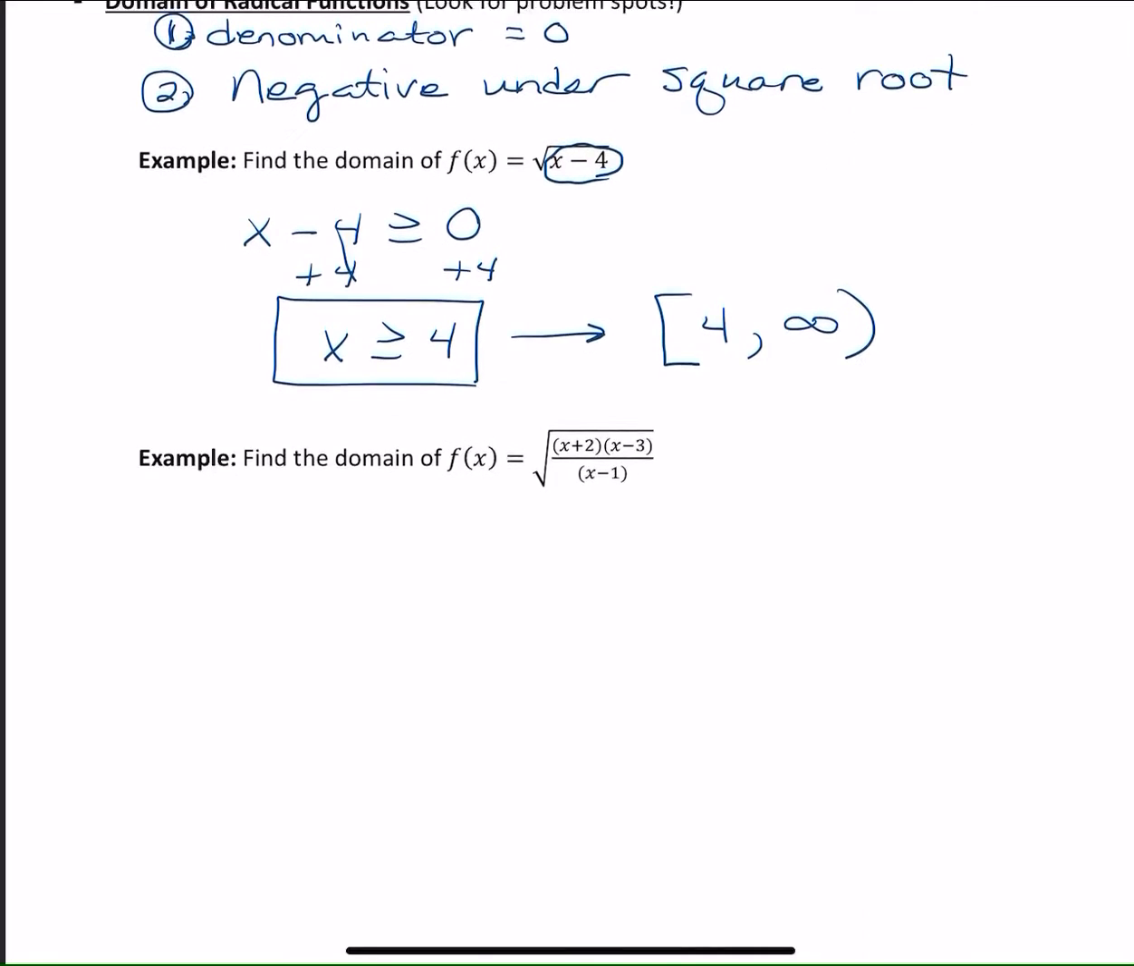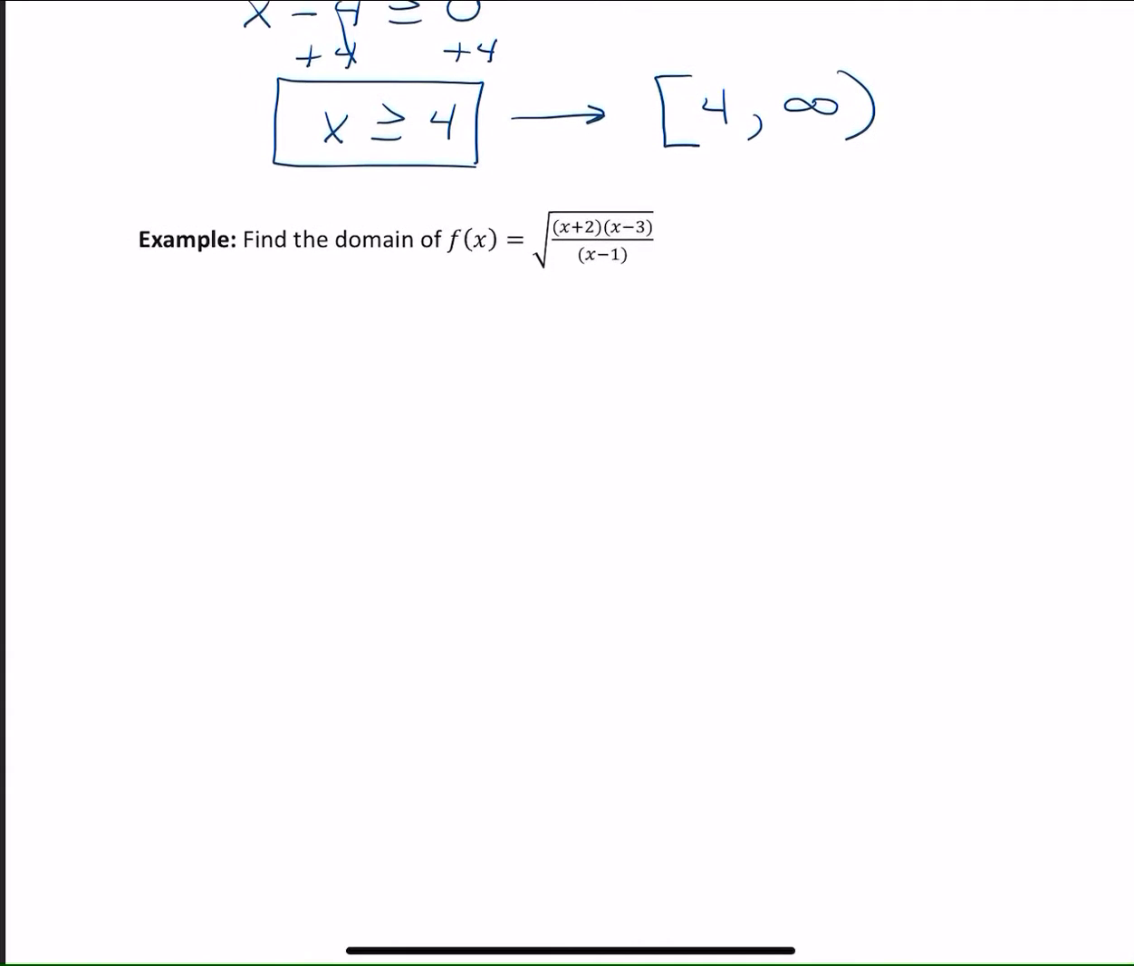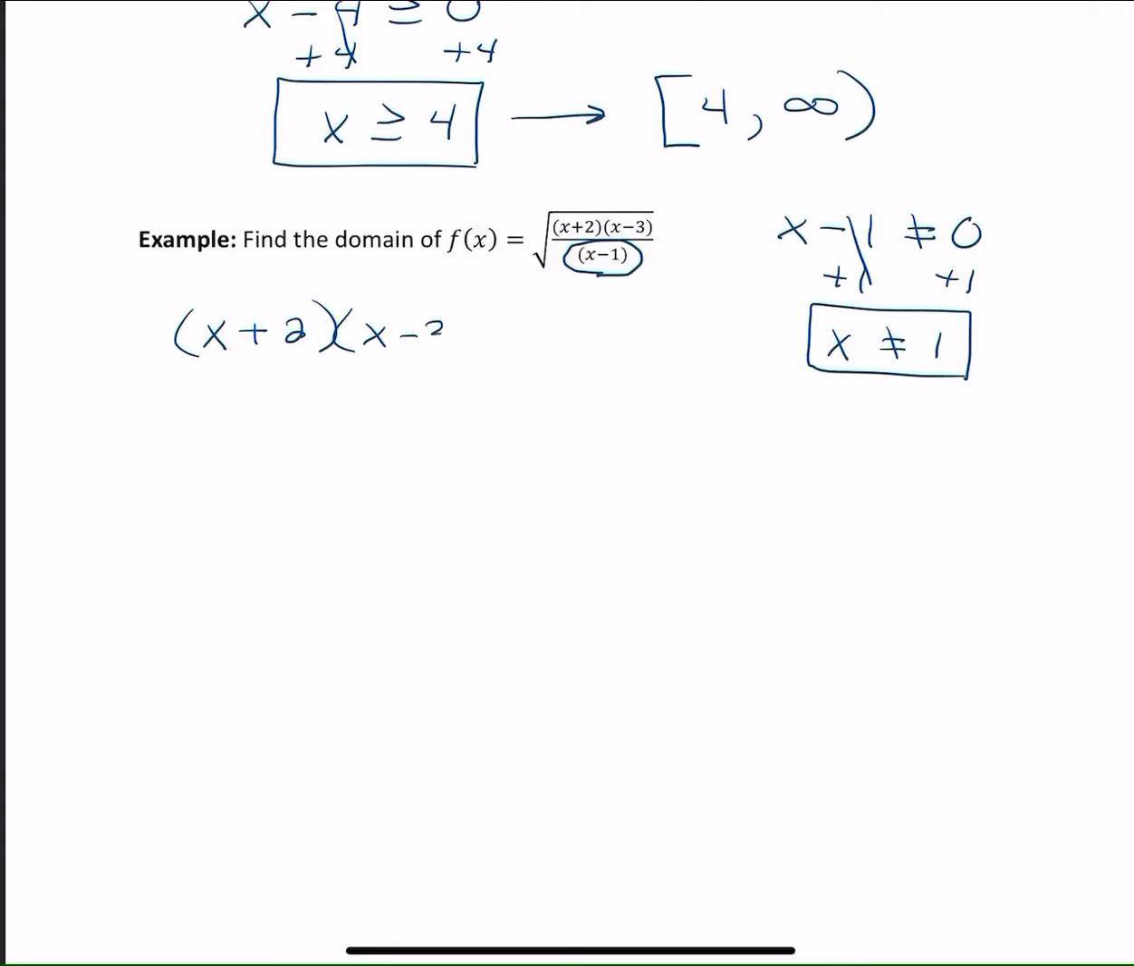On the next example, when you look for the problem spots, there's a couple problem spots. First of all, you've got a fraction, so what's under there cannot equal 0. So x minus 1 cannot equal 0. So when I add 1 to both sides, I end up with x cannot equal 1. So that's one problem spot. And then also the whole function, or the whole fraction, is under the square root. So that needs to be positive or greater than or equal to 0.